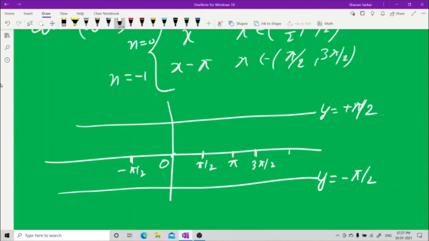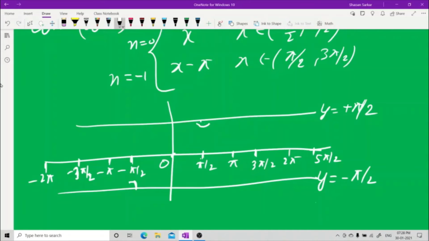Pi's, then this is 2 pi, and this is 5 pi by 2, and so on and so forth. And this is minus pi, minus 3 pi by 2, and this is minus 2 pi. Now we know that this point will never reach here because the principal value lies between, it will never attain, because at pi by 2 and minus pi by 2 it will become infinity.